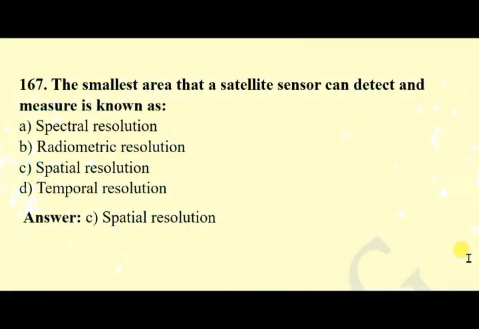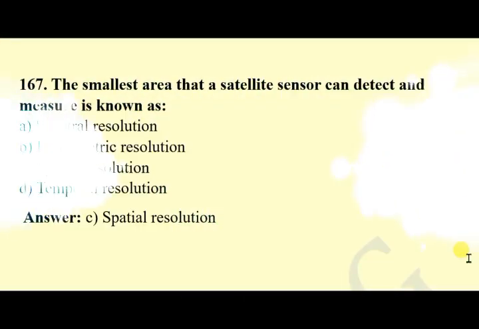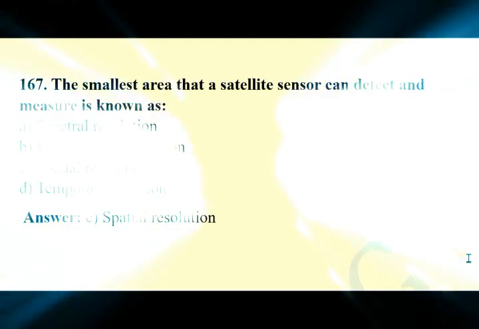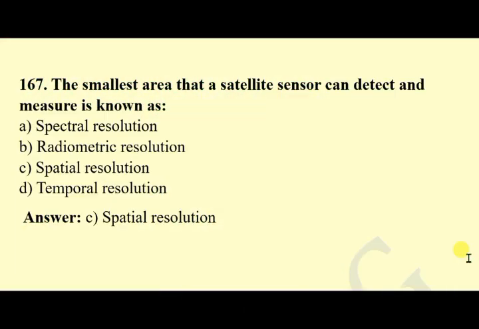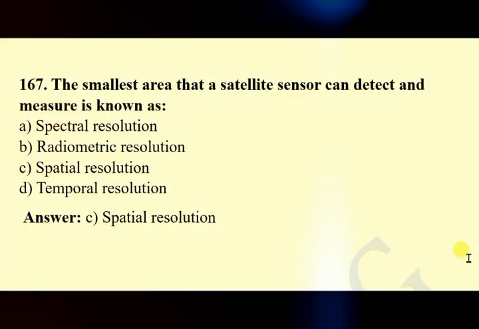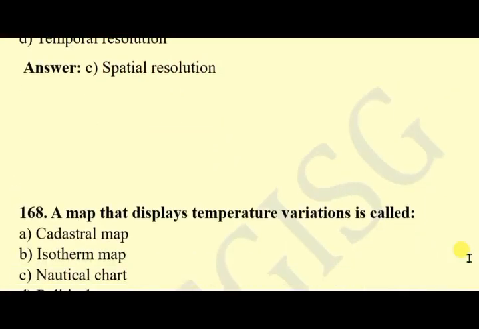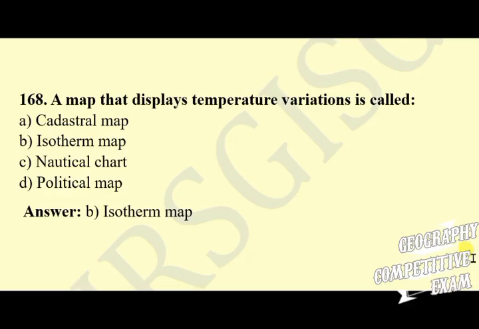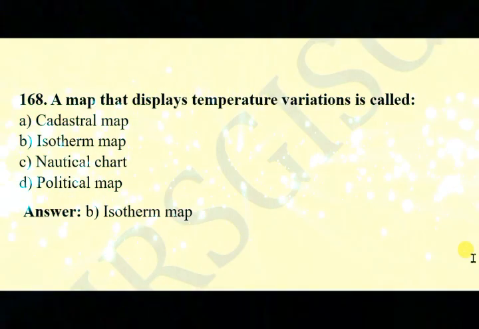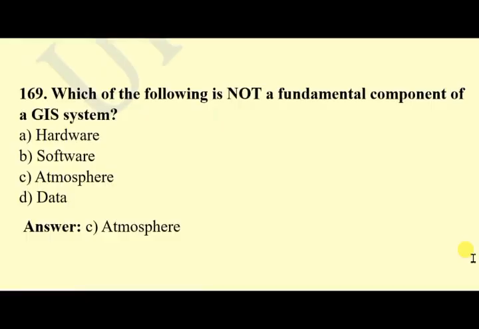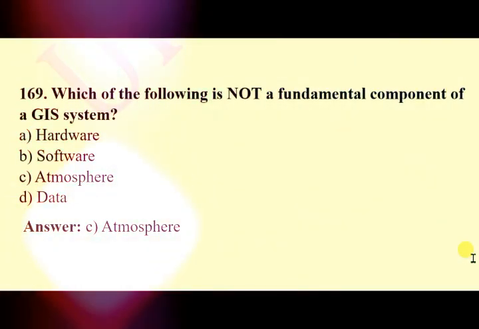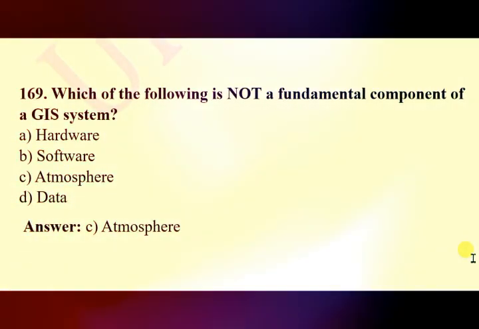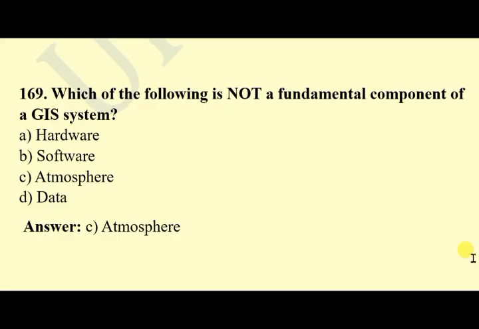Question 167. The smallest area that a satellite sensor can detect and measure is known as: spectral resolution, radiometric resolution, spatial resolution, temporal resolution. Here the right answer will be spatial resolution. Question 168. A map that displays temperature variations is called: cadastral map, isotherm map, nautical chart, political map. Here the right answer will be isotherm map. Question 169. Which of the following is not a fundamental component of a GIS system? Hardware, software, atmosphere, data. Here the right answer will be atmosphere.